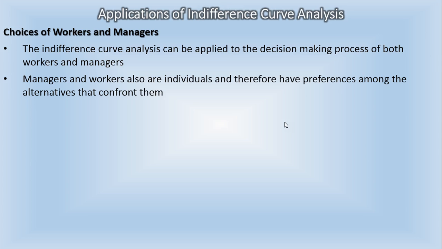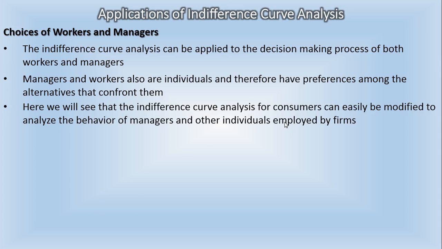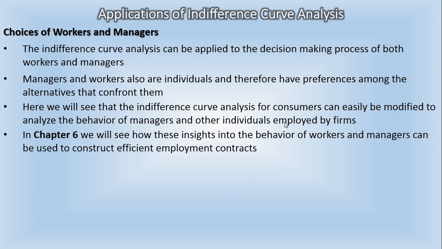So managers and workers are also individuals and therefore have preferences among the alternatives that confront them. Here we'll see that the indifference curve analysis for consumers can easily be modified to analyze the behavior of managers and other individuals employed by firms. In Chapter 6, we will see how these insights into the behavior of workers and managers can be used to construct efficient employment contracts. So first we'll look at the consumer and the trade-off they face between earning income or enjoying their lives, leisure.